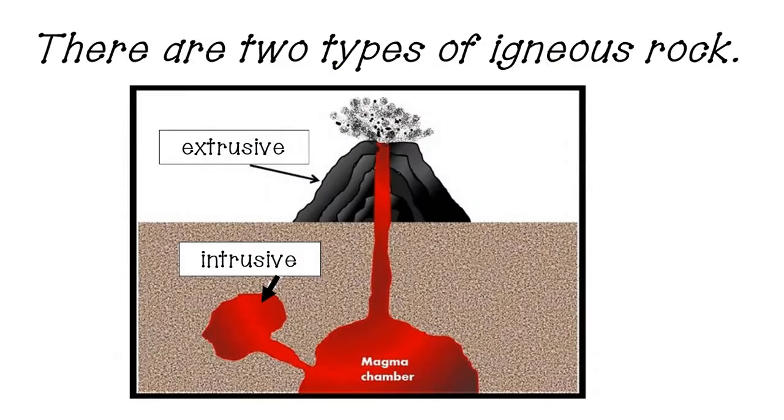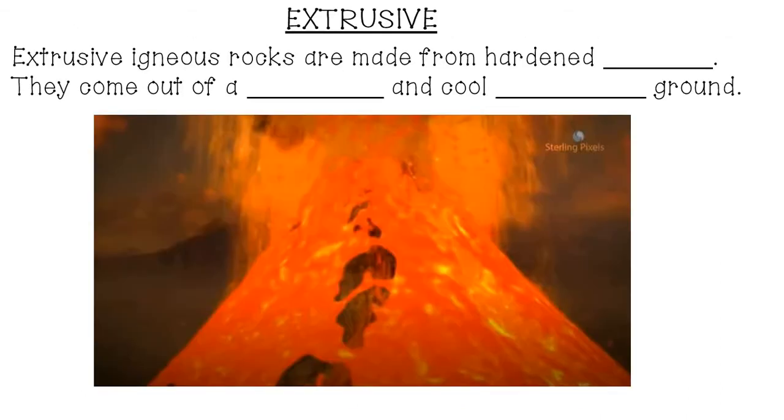Now, when we look at igneous rock, since it can be formed from magma or lava, that means we divide igneous rock into two different types. If it's formed from lava above the ground, we call it extrusive. And if it's formed from magma underneath the Earth's surface, we call it intrusive. We're going to take a look at extrusive rocks first.